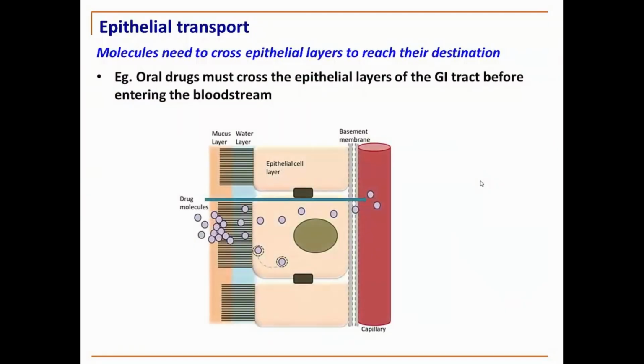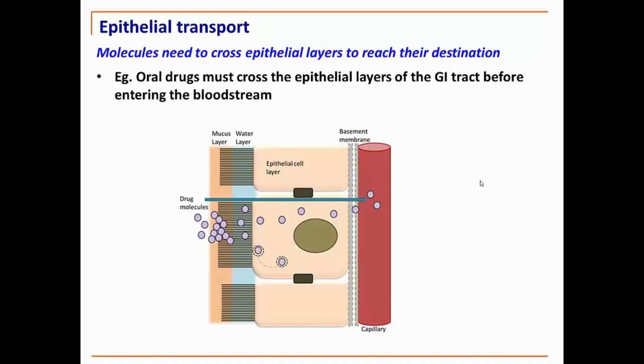Okay, so if we're looking at epithelial transport, molecules need to cross these epithelial layers to reach their final destination. We just talked about how hydrochloric acid does it. We talked about sodium chloride needing to come back from the kidney tubules, for example. And we can also think about it in terms of drugs, as well as nutrients and other molecules. Drugs are a very important concept for you to understand.